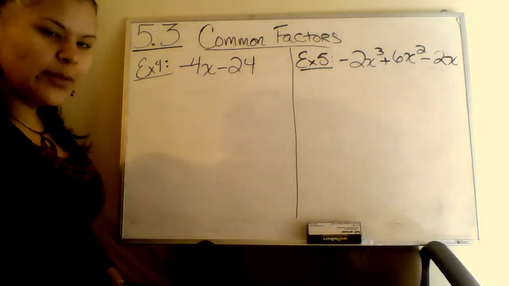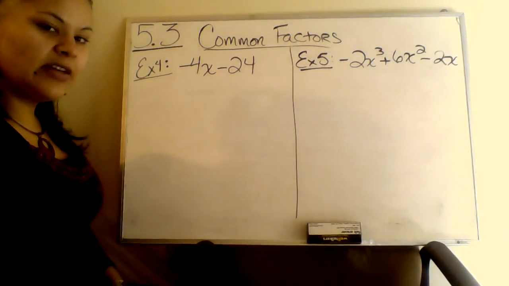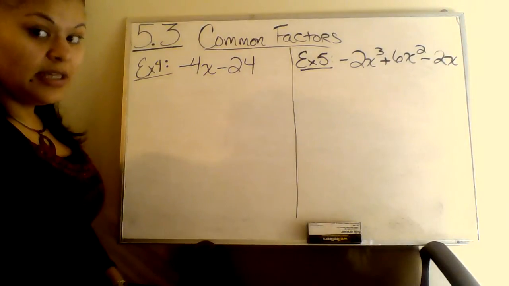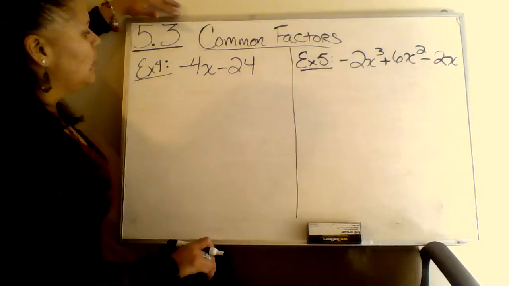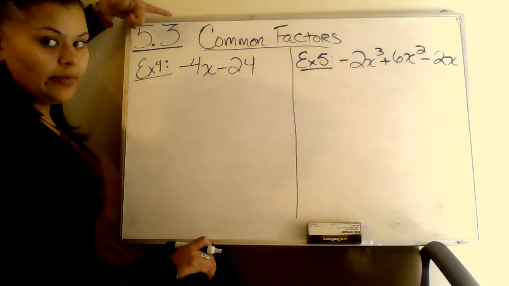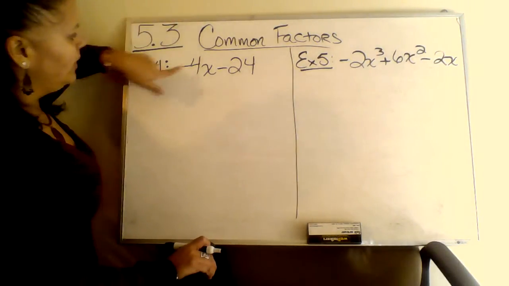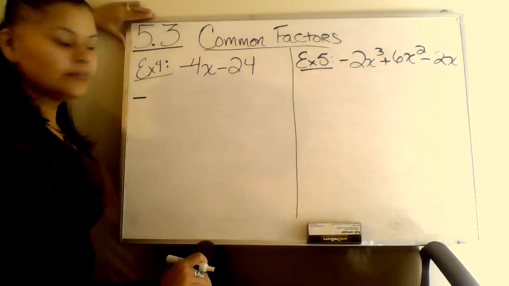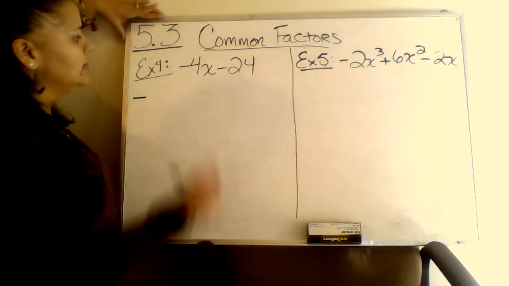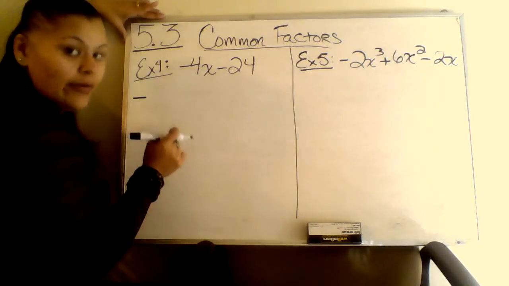So now we're going to do some common factors, finding common factors when you have negatives in your problem. For the first one, example 4, we have negative 4x minus 24. First thing we see, they both have negatives, so I'm going to pull out a negative. And then the next thing, we need to see what 4 and 24 have in common.